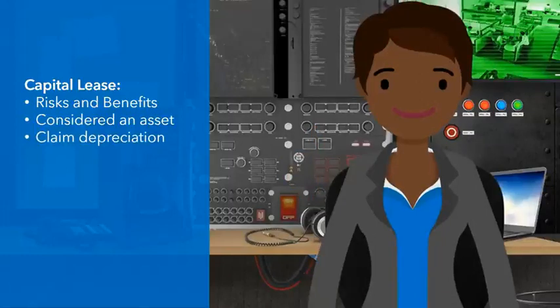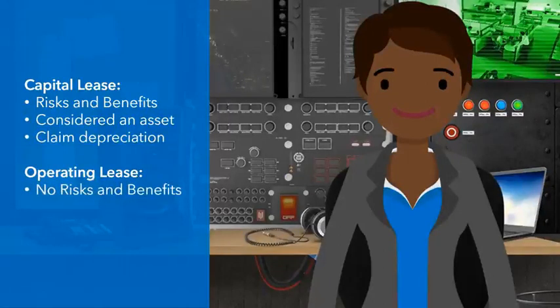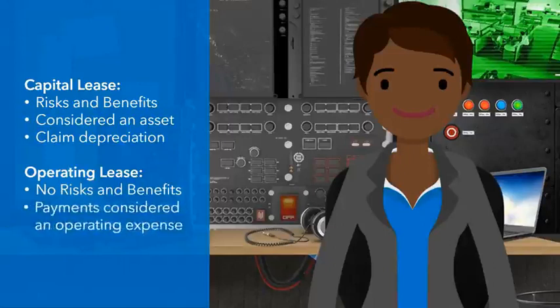This is all different with an operating lease because ownership is retained by the lessor. The risks and benefits stay with the lessor. Because of this, payments are considered an operating expense and so show up on the profit and loss statement.